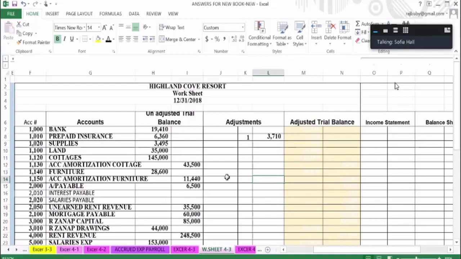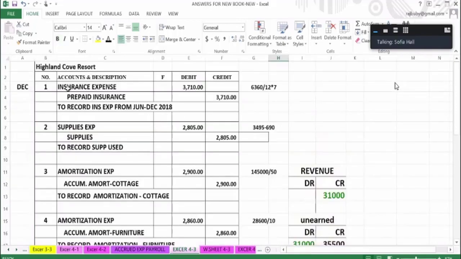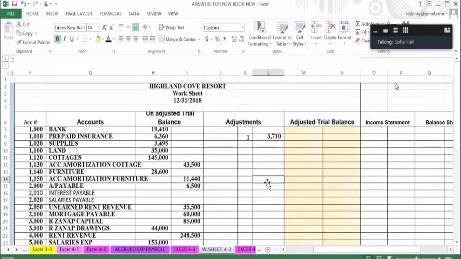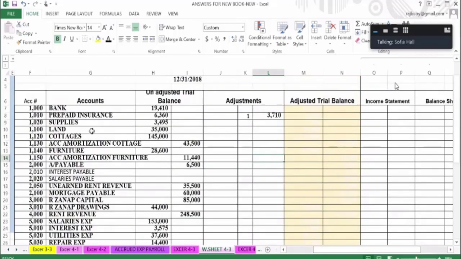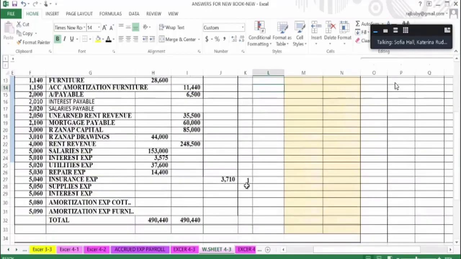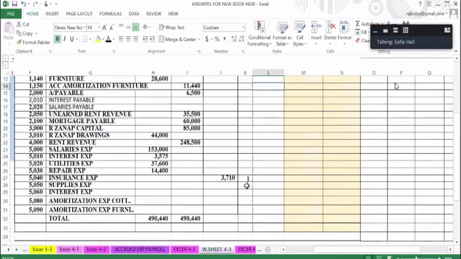The first transaction is affected by insurance expense debit and prepaid insurance credit, and also the number is 1. Then go to the worksheet, and you are going to record prepaid insurance expense debit this amount, and also the number is 1. And at the same time, prepaid insurance credit that amount, and the number is 1. Yes. We are going to use J27, that is expense.